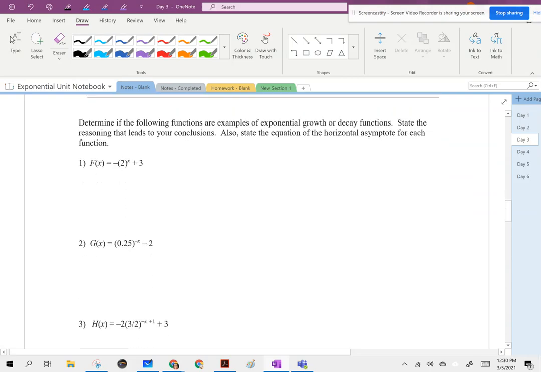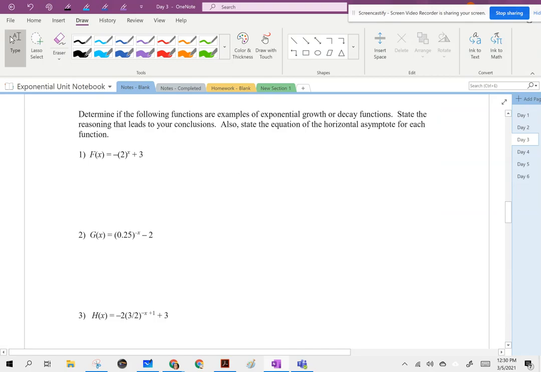All right, so here's your chance to try whether or not these are going to be growth or decay. State the reasoning that leads to your conclusions and also state the equation of the horizontal asymptote for each of those functions. Answer those questions and then we will go over that.